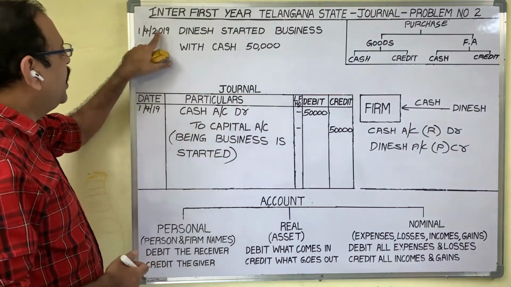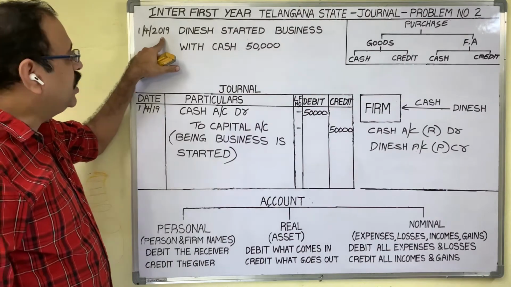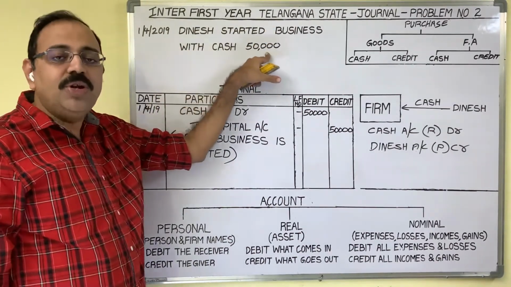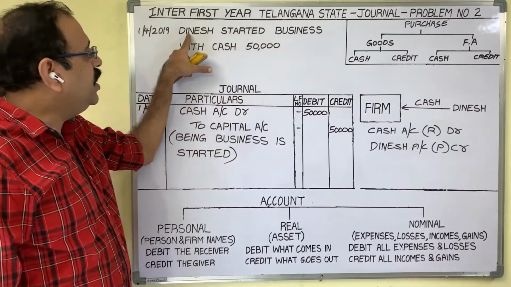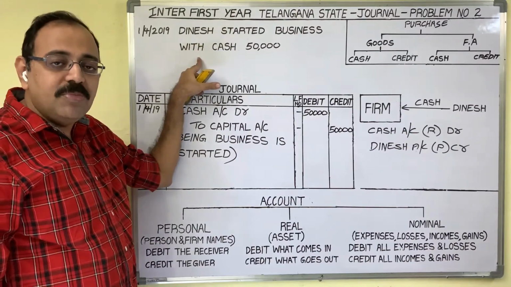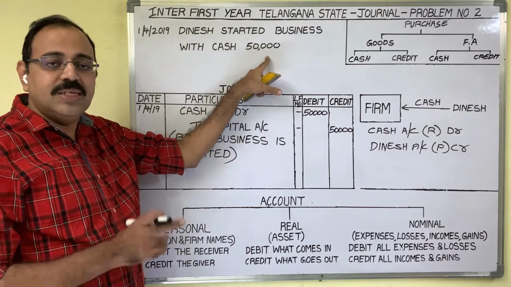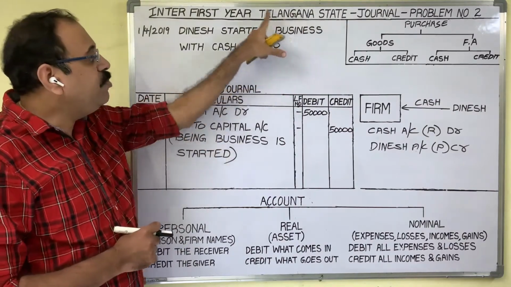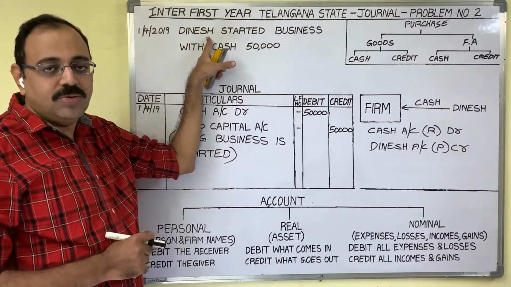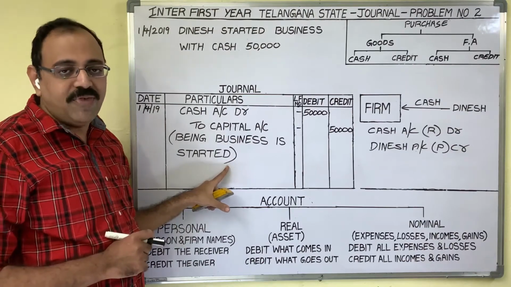First transaction date is 1st April 2019. The transaction is Dinesh started business with cash 50,000 rupees. Here Dinesh is the owner of the business. The owner started the business by bringing 50,000 rupees cash. This is the transaction. Every business financial transaction contains a minimum of two accounts. To write the journal entry, we should identify those two accounts.